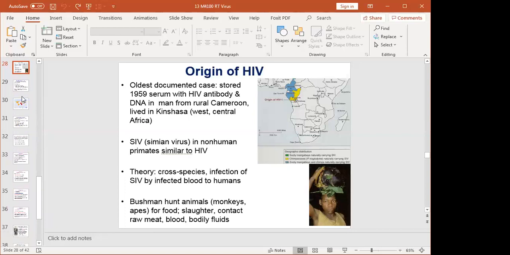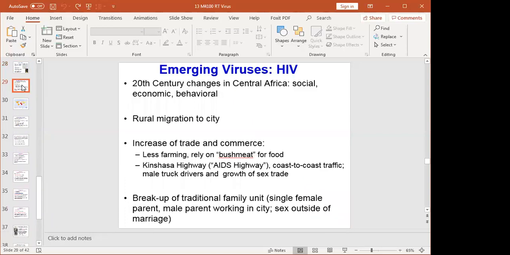Slide number 29, emerging viruses. HIV is an emerging virus. In the 20th century, there were changes in Central Africa due to social, economic, and behavioral matters. Rural migration to the cities, increase of trade and commerce between distant regions of the globe, and that would result in less farming, and people would rely more on bushmeat for food.